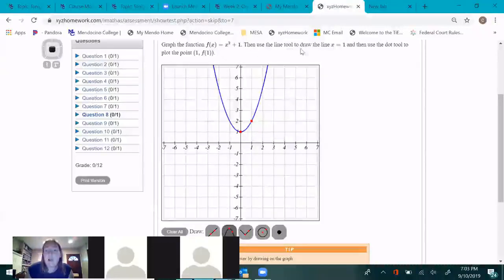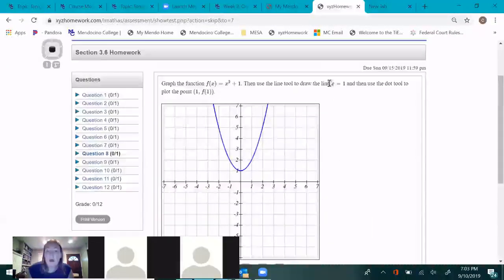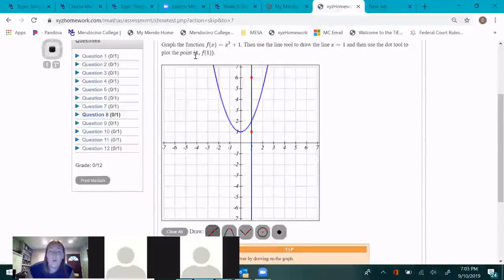Okay. Then use the line tool to draw the line x equals 1. So the line tool, and x equals 1 is that vertical line where the x's are always 1, and I can plot the second point anywhere. I can even put this first one anywhere I wanted. It just has to be the vertical line going through x is 1. And then it says plot the point 1, f of 1. So this means what is the y when the x is 1? So when we plugged in 1, we saw earlier, 1 squared is 1 plus 1 is 2. So 1, 2, I can put my dot there.